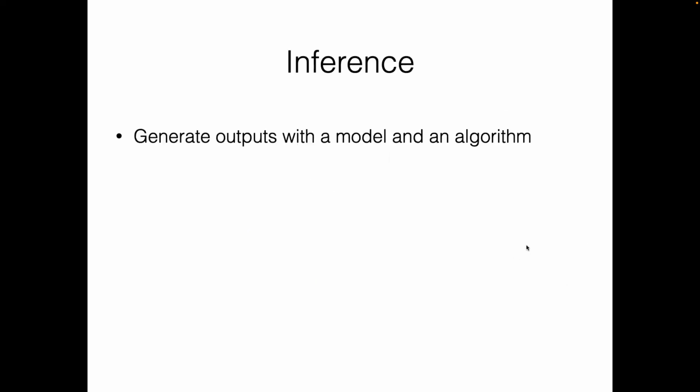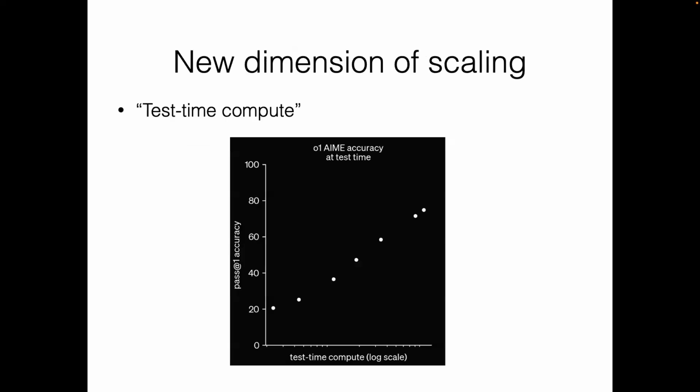If you remember this term inference, hopefully by now you should be familiar with it. Broadly speaking, it just refers to generating some outputs with a model and some inference algorithm. And here, of course, we're going to be talking about language models and generating sequences of text and other types of discrete sequences. So why is this area so exciting and interesting?